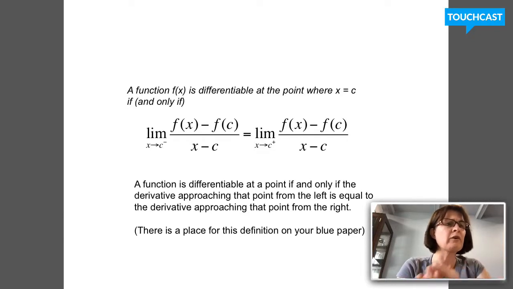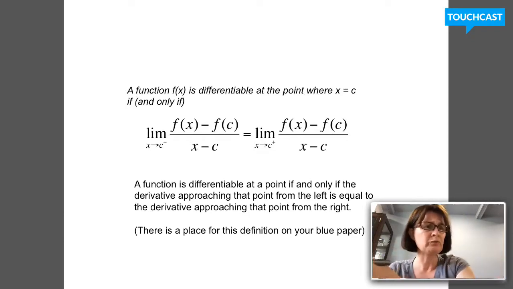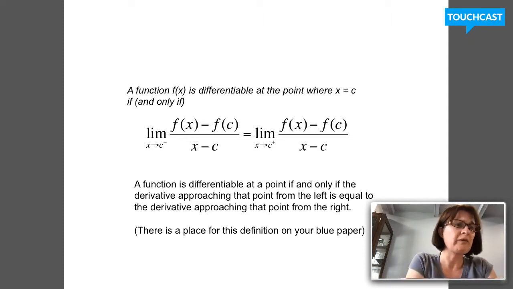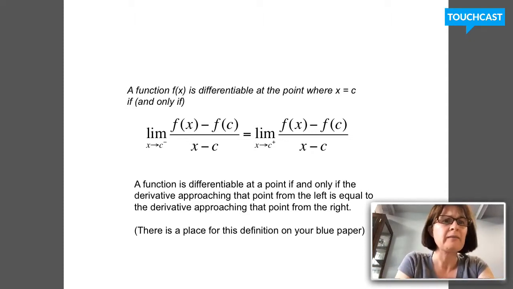Really what it says is for a function to be differentiable, its derivative from the left must equal the derivative from the right. And you'll notice here the alternate form of the derivative that we started using in 3.1. So the limit as x approaches c from the left of f of x minus f of c over x minus c has to equal the limit as x approaches c from the right of f of x minus f of c over x minus c. This has a place on your blue paper, on your green paper, so write it in.